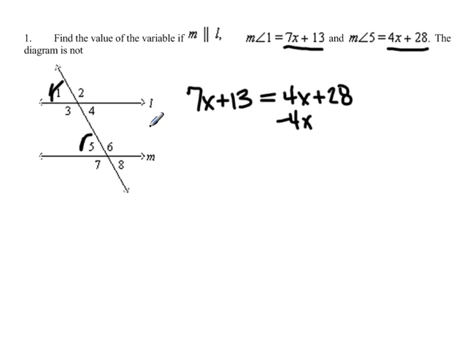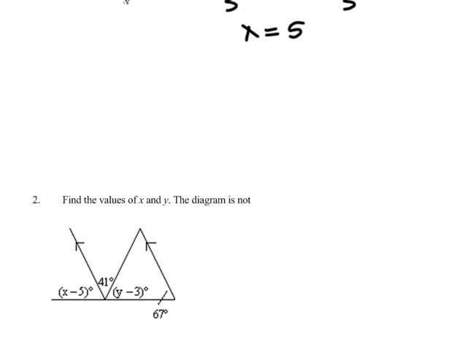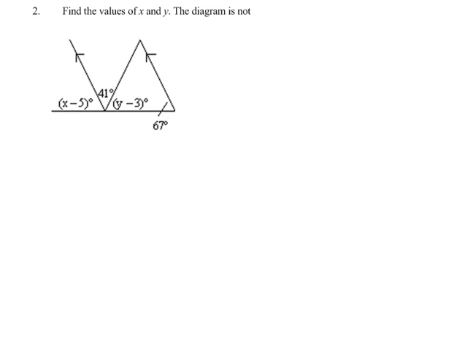I'm going to subtract 4x. At the same time, I'm also going to subtract 13. It gives me 3x here, minus 13 here. That's 15. Divide by 3. X equals 5. On to number 2, find the value of x and y.